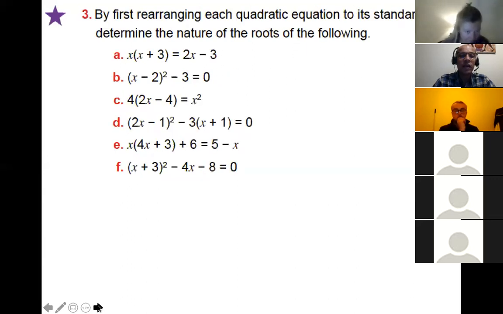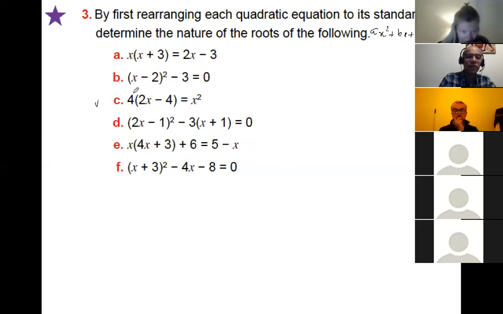In this exercise, by first rearranging each equation to its standard form, so the standard form, remember, is ax squared plus bx plus c, that's what we call the standard form of the quadratic. Determine the nature, so calculate basically the discriminant. So we're going to do c this time, okay?